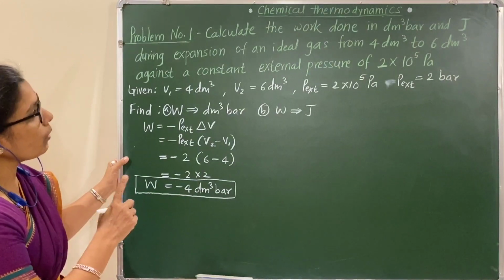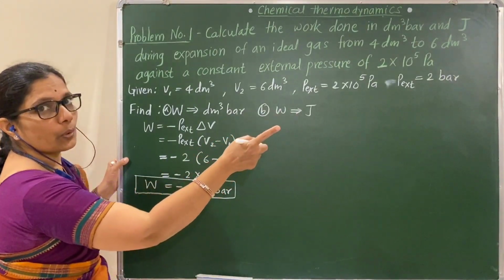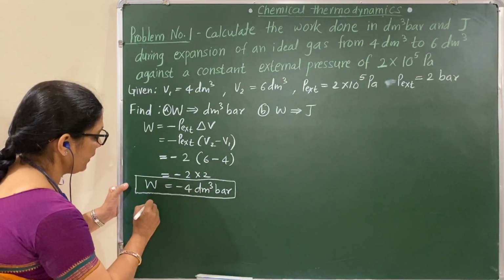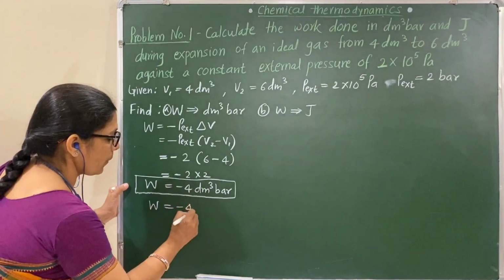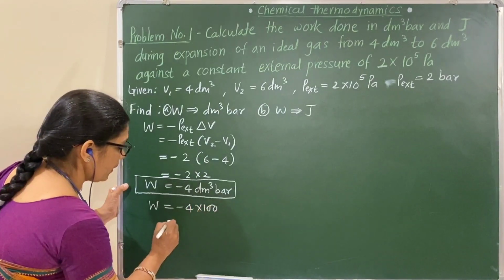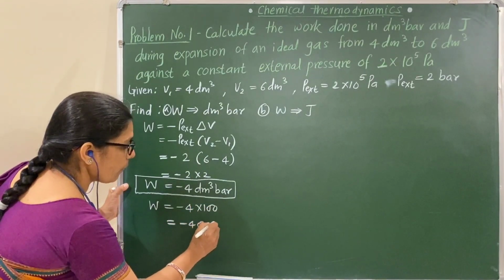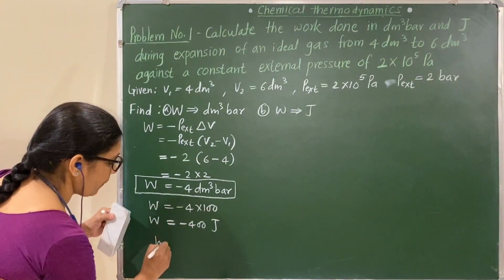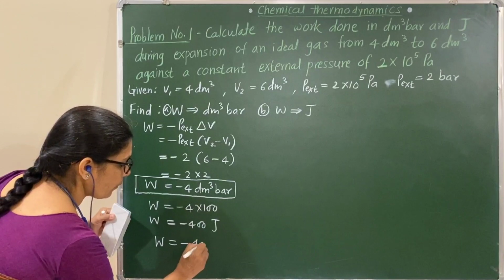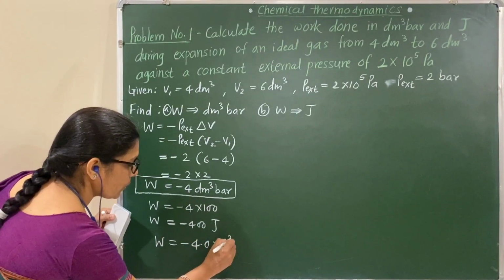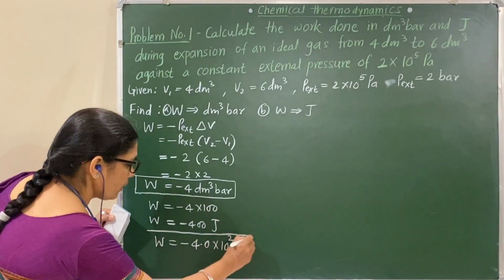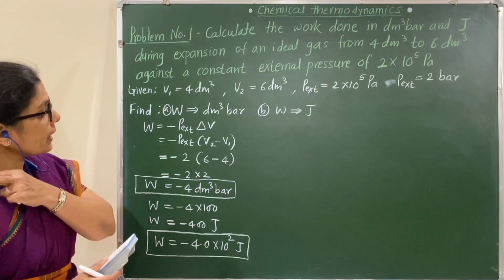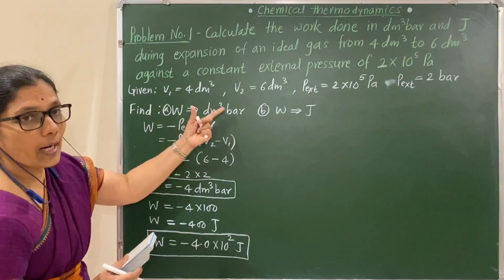Okay. Next, now work in joule. Second point. Now multiply by 100. Therefore, minus 4 into 100 is equal to minus 400 joule. You may write in standard form as minus 4.0 into 10 raised to 2 joule. Both are correct. Okay.